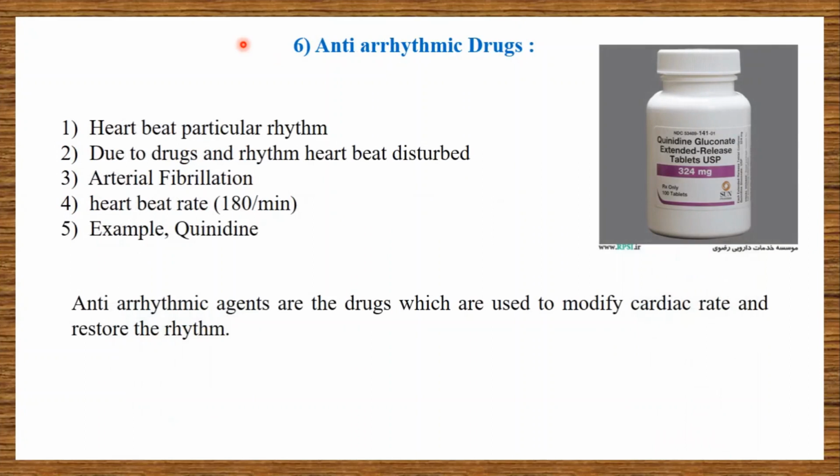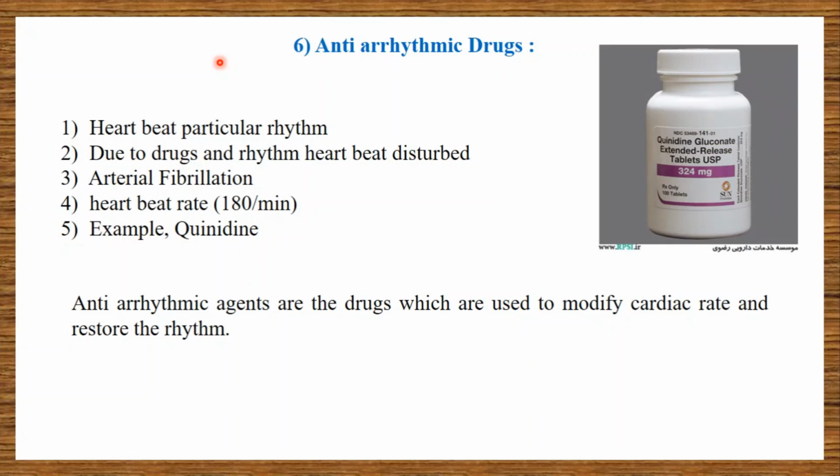Then the next class of drug is antiarrhythmic drugs. Normally, the heartbeat occurs at a particular rate and particular rhythm in a normal person, in a fit person.